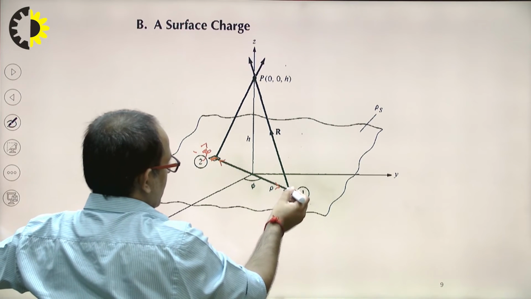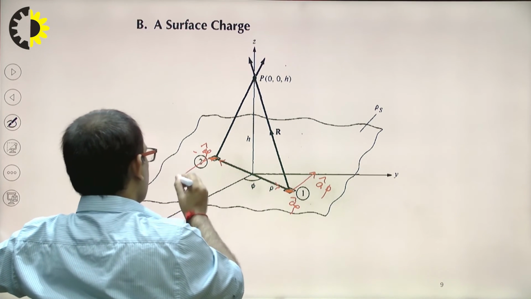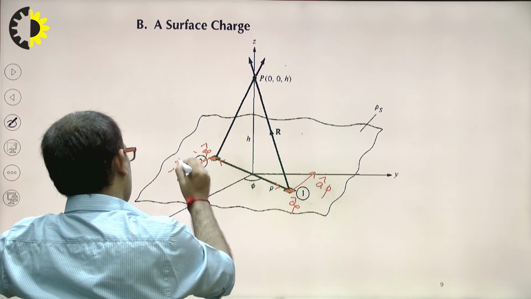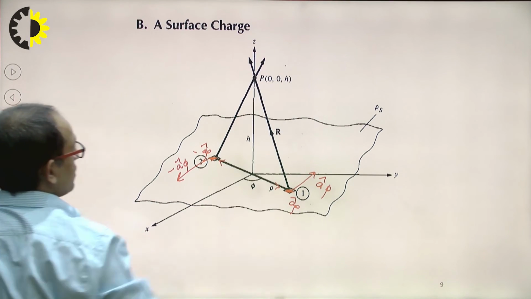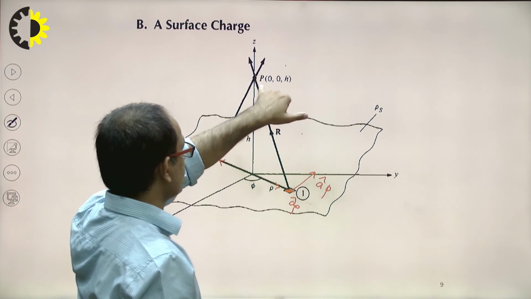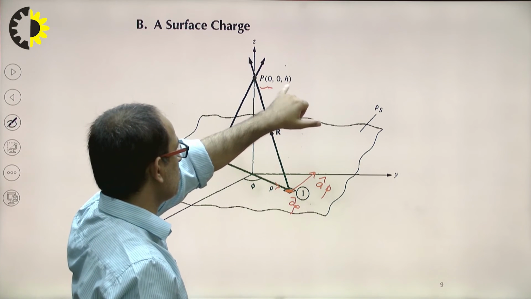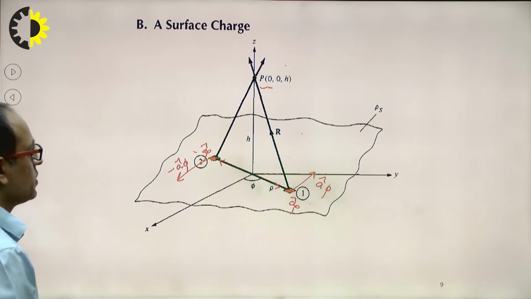Now this has a cap phi in this direction, and this has a cap phi in this direction at this point. Now I want to calculate the electric field at point P, meaning on the z axis, which has the coordinate (0, 0, h). For simplicity I have taken (0, 0, h).